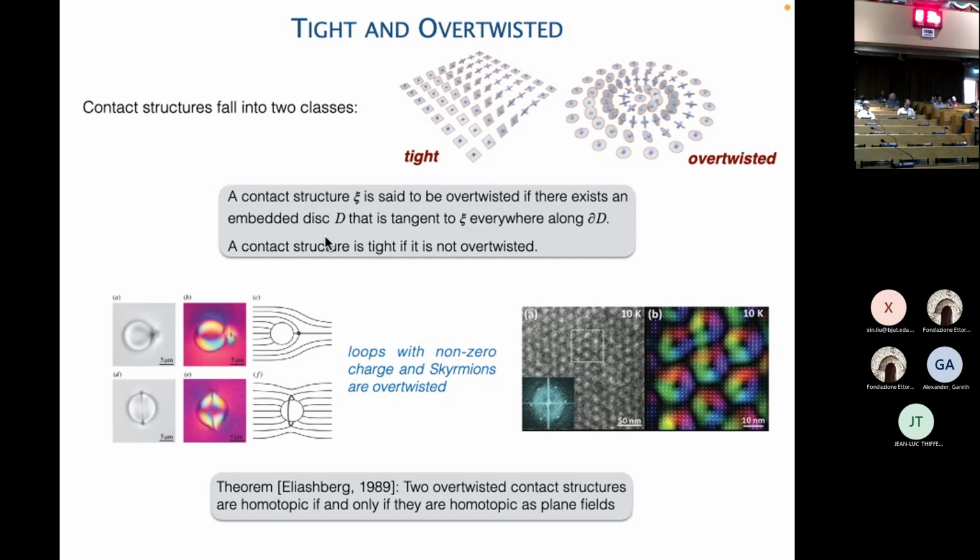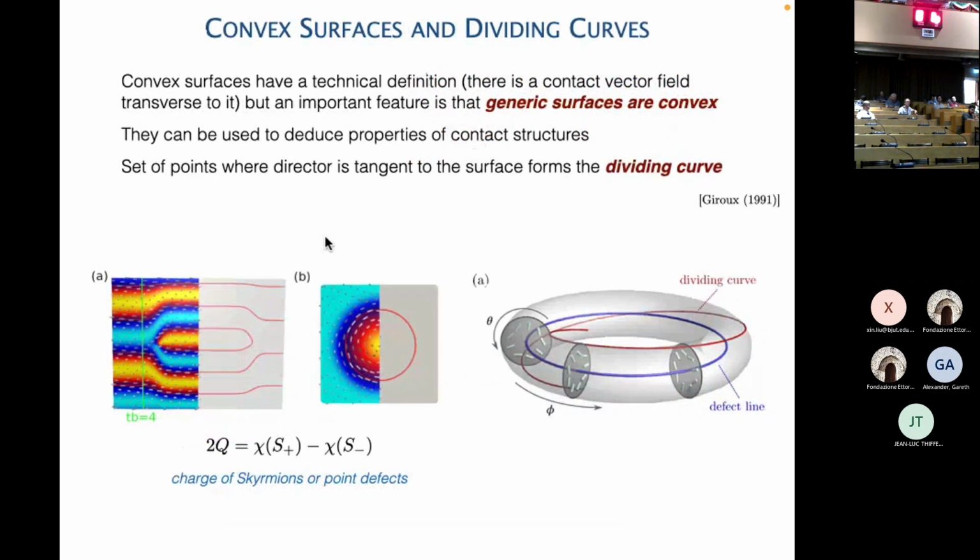The significance of this dichotomy is that there is this basic theorem which tells you that the over twisted case has already been solved and the tight case is hard. And so our effort in thinking about these things is to classify the tight structures. And then I said the tool that we're going to use goes with the names of convex surfaces and dividing curves.